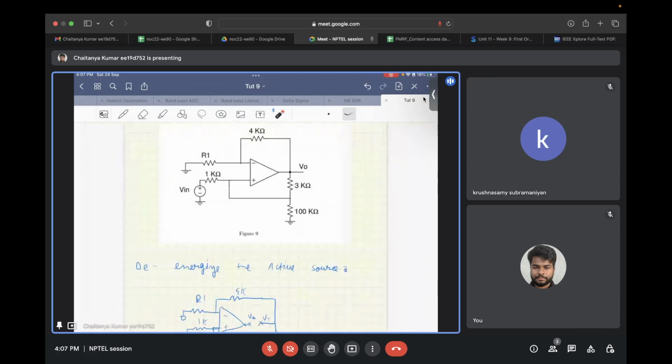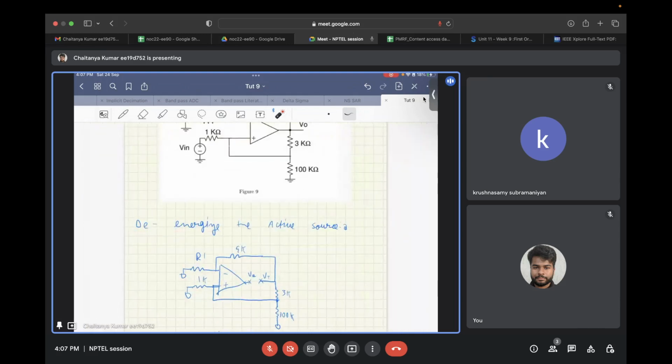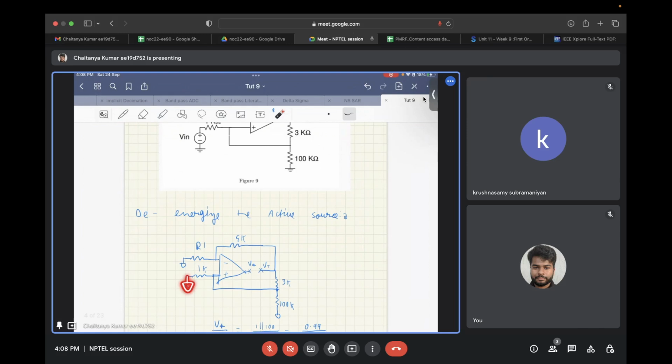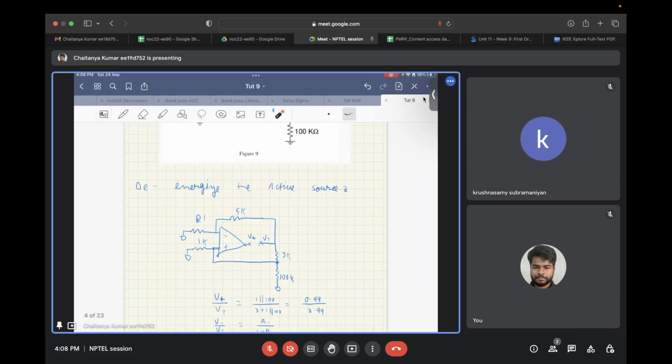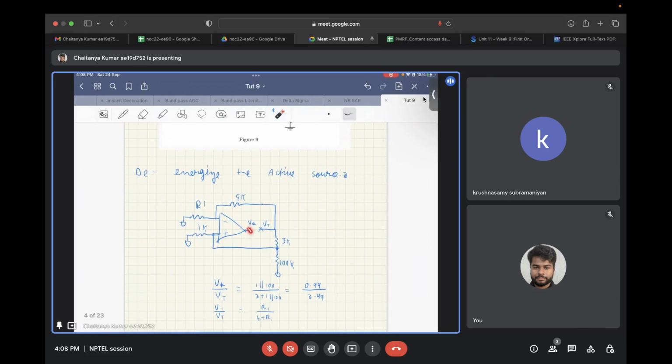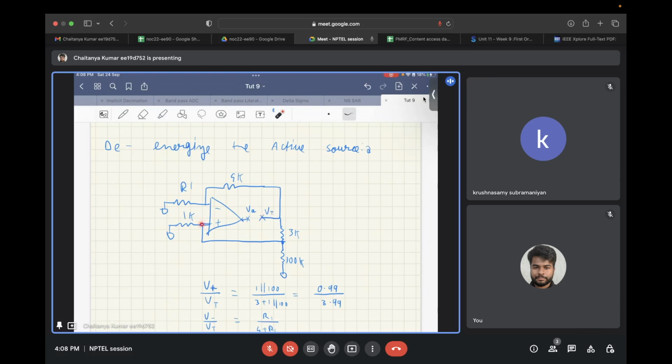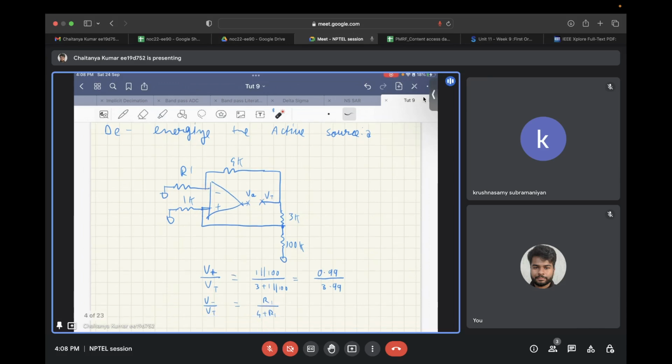What you need to do for this is de-energize the active source, that is this Vin. So there will be a ground at the 1 kilo ohm node, and you can break the loop at the output, and from VT find the gain to both the positive as well as the negative terminal. For V plus by VT, that is the gain from VT to the positive terminal, you have 1 kilo ohm and 100 kilo ohm resistors in parallel.